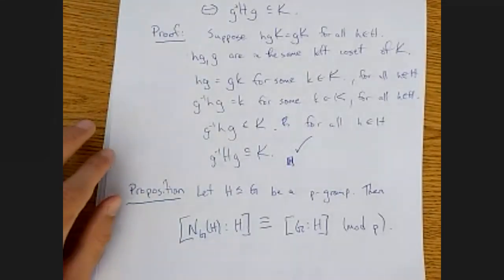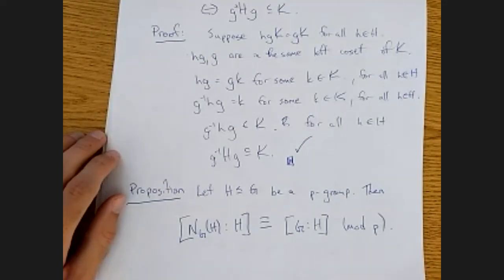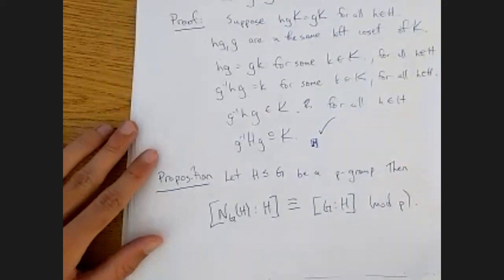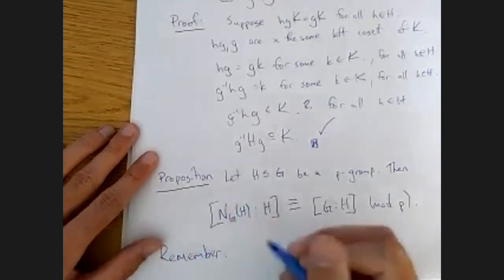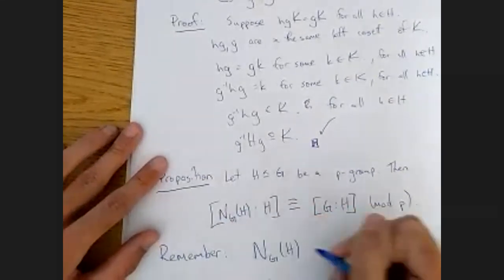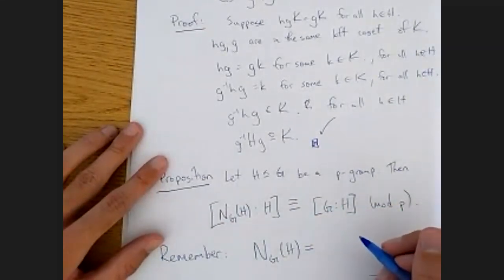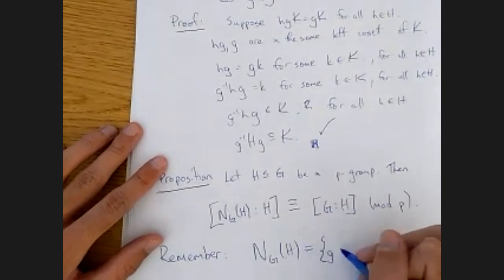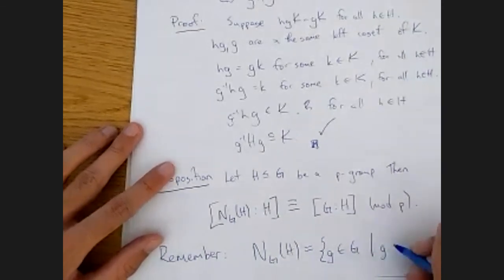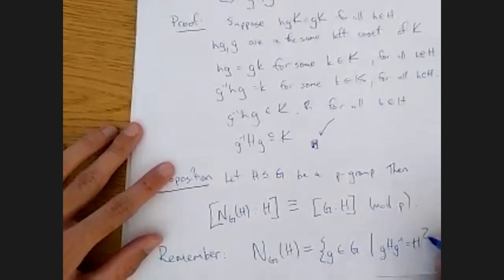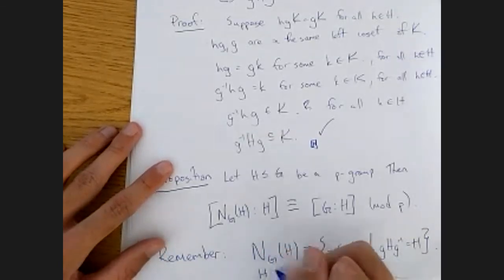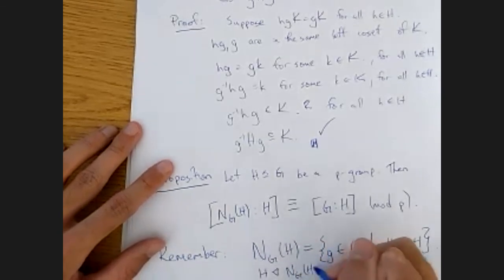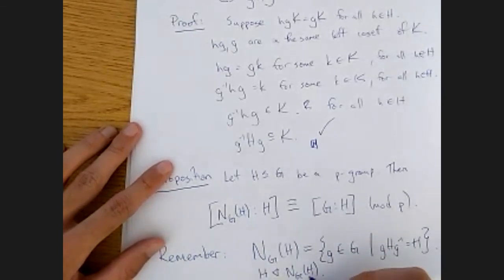Okay, let me remind you what the normalizer of H is. The normalizer of H is all the g's such that gHg inverse equals H. In particular, H is normal in the normalizer of H. And so if H is normal in G, then the normalizer equals G.